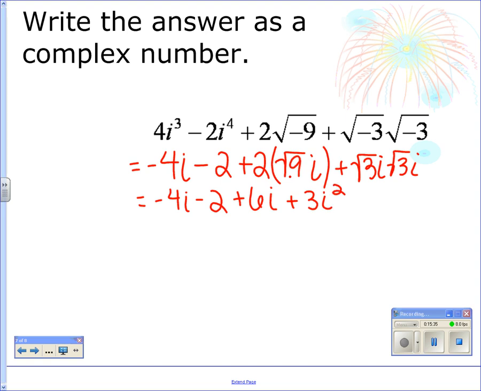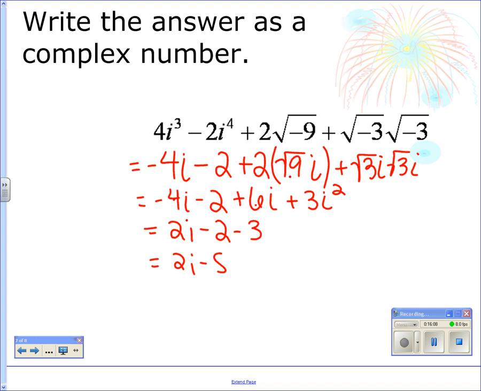Any questions getting the 3i squared? 3 times 3 is 9, so you have the square root of 9, which is just 3. And then i times i is i squared. Any other questions there? Okay. Negative 4 plus 6. And what happens to the 3i squared? So I get 2i minus 5.